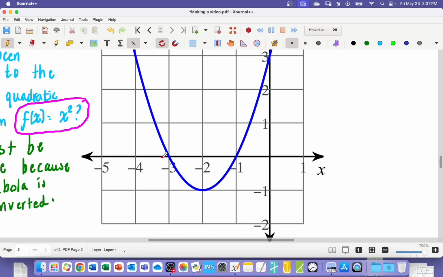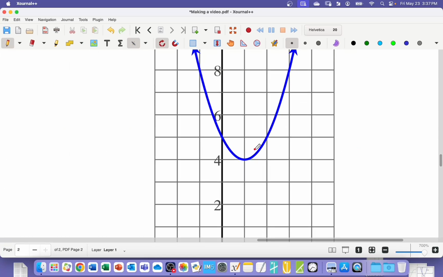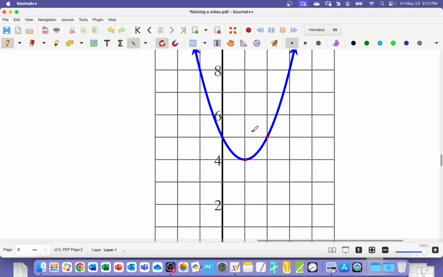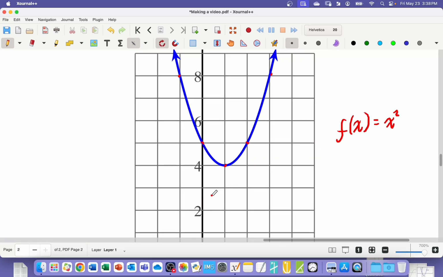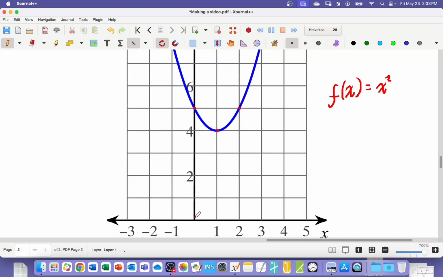See, I already know a is 1 here because 1, it jumps up 1. 2 jumps up 4 units. So I already know a is 1 here. Let's look for one where a is not. Same thing, a is 1 here because it's jumping up exactly the same as the graph of f of x equals x squared. So all that this is, is a horizontal translation 1 unit to the right.